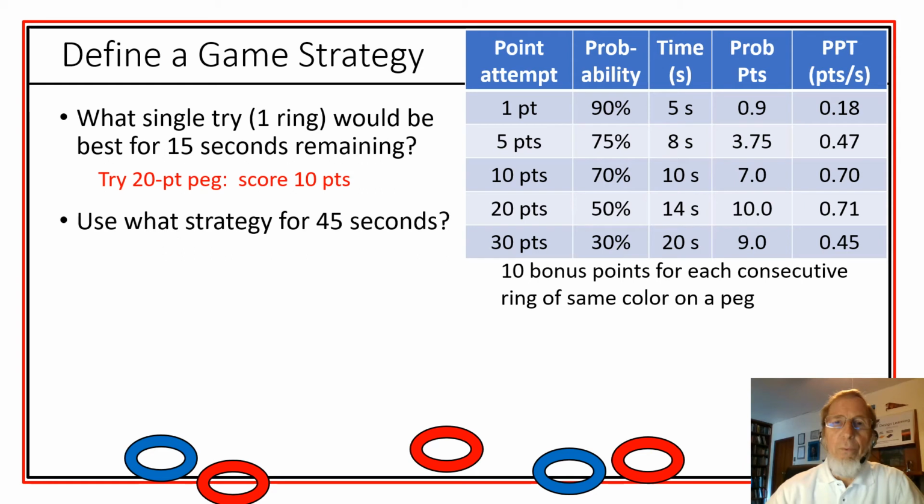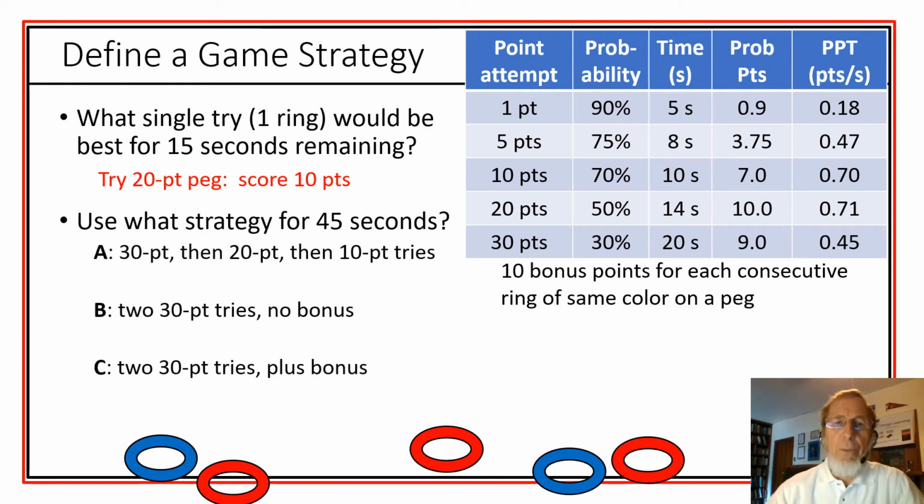Let's look at a 45-second period of time. And let's look at 3 different options. Let's say we have a choice between trying for 30 points, then 20, and then 10, or trying for the 30-point peg twice, and assuming that we won't get a bonus, or see what it would be if we got the bonus as well.